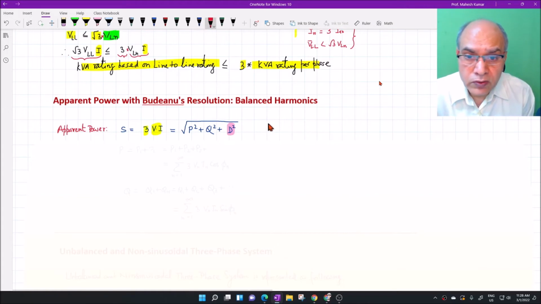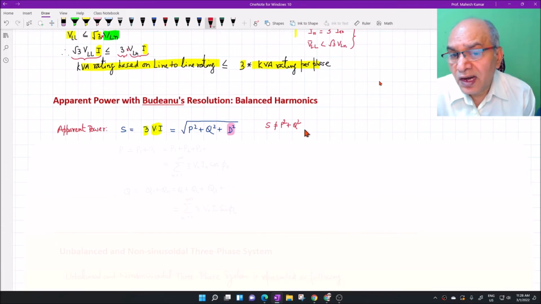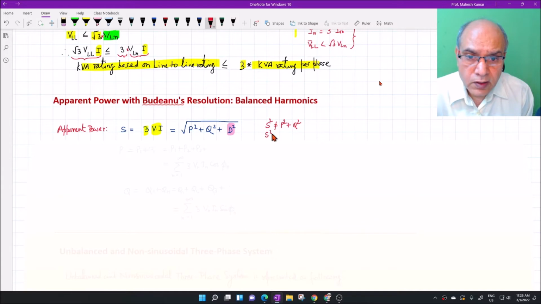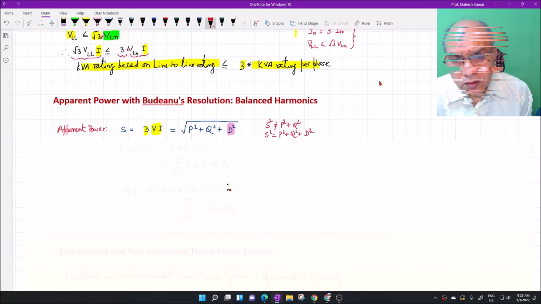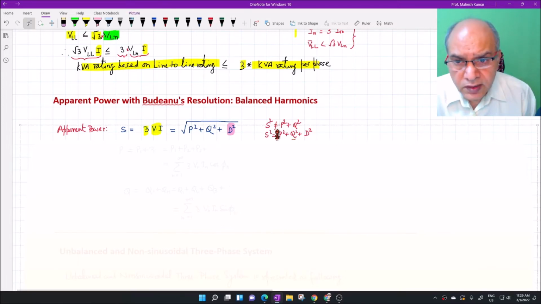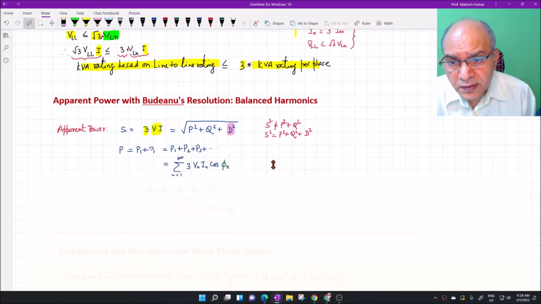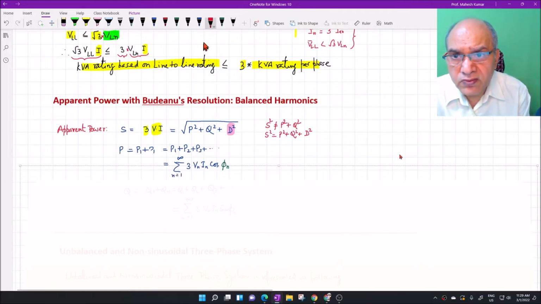S is no longer equal to P square plus Q square for a system having harmonics. So there is one more term called D square to make the equality. So S square becomes P square plus Q square plus D square. So there exists a D for which the relationship for apparent power, real power and reactive power holds. So now what is P here? P is the real power, which is the summation of all real powers for phase A, phase B, phase C.